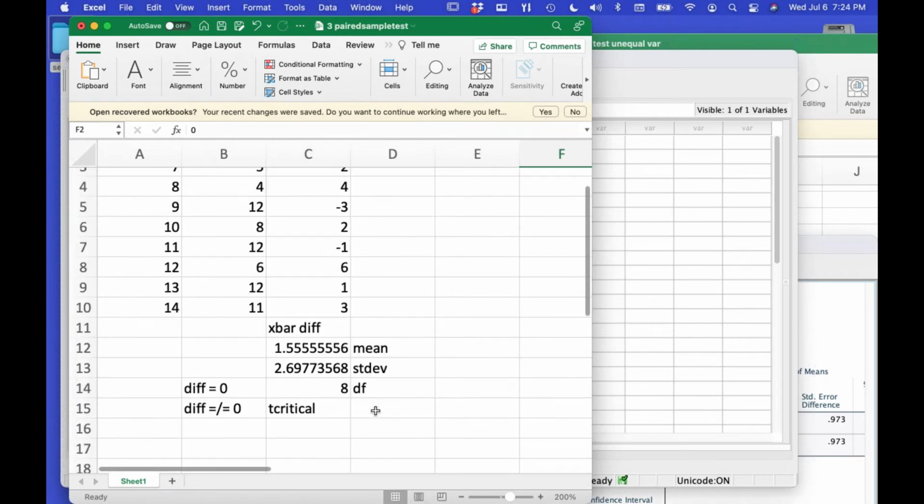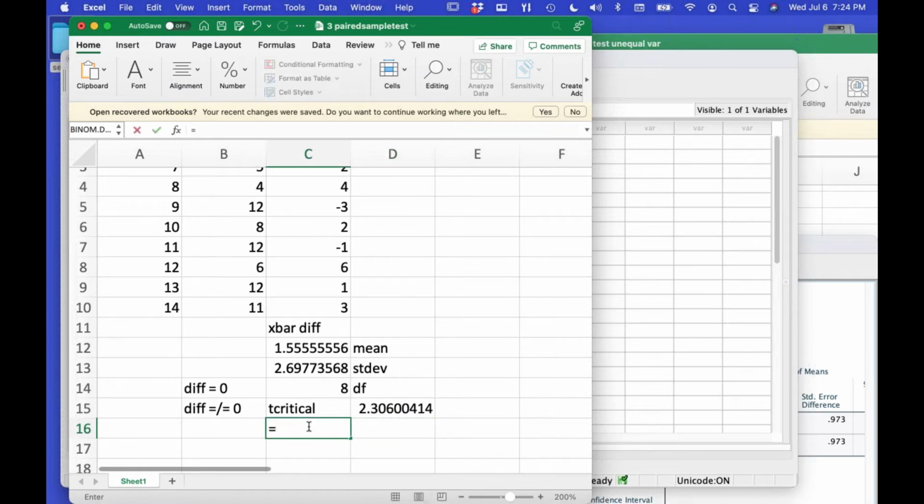Okay. Understood. So T critical is going to be equal to T.INV.2T, two-tailed parentheses, and 0.05, comma, degrees of freedom is 8. We've done this before. It comes out to 2.31. That's the T value I have to exceed to reject my null hypothesis.